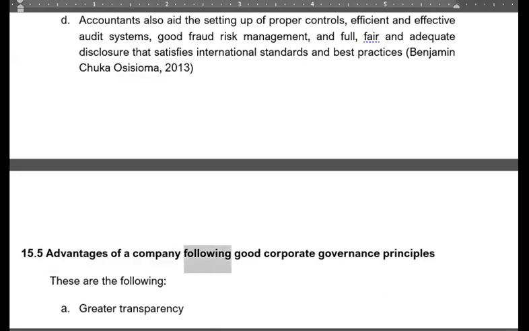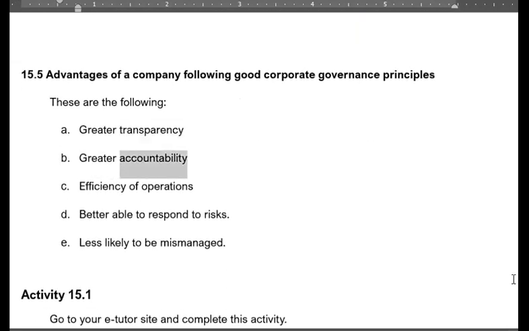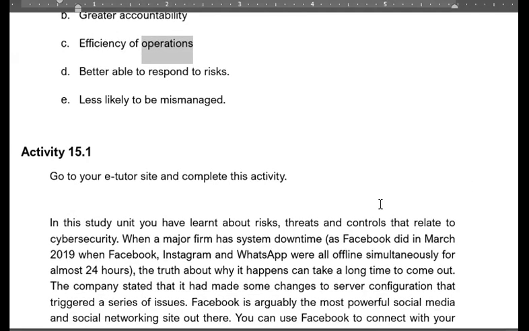Advantages of a company following good corporate governance principles. These are the following. Greater transparency. Greater accountability. Efficiency of operations. Better able to respond to risks. Less likely to be mismanaged.